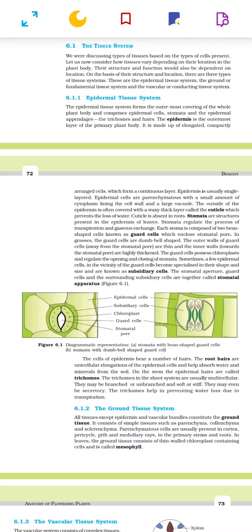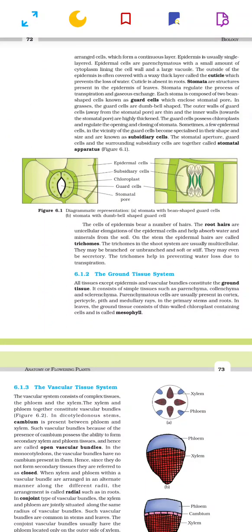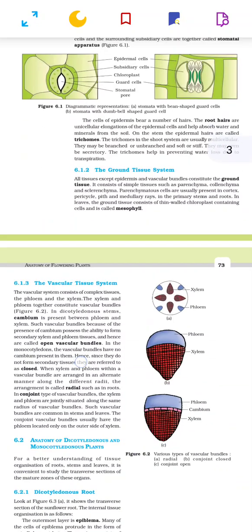The ground system. All tissues except epidermis and vascular bundles constitute the ground tissue. It consists of simple tissues such as parenchyma, collenchyma, and sclerenchyma. Parenchymatous cells are usually present in the cortex, pericycle, pith, and medullary rays, in the primary stem and in the roots. In leaves, the ground tissue consists of thin-walled chloroplast-containing cells and is called the mesophyll.